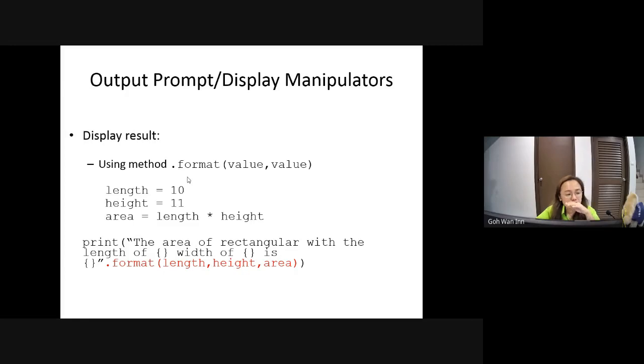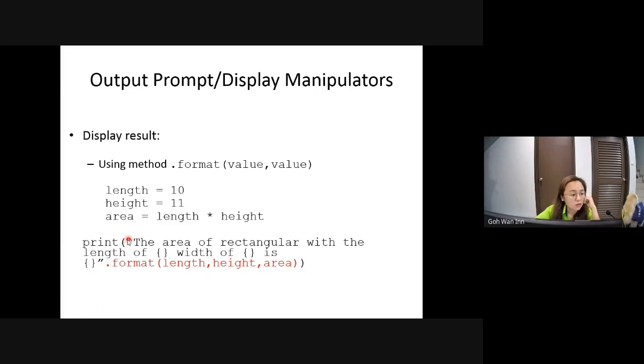Normally if you write the output, print the area of rectangular with the length of 10, width of 11, is the value 110, right? By using the dot format method, you can write the whole sentence in only one opening quotation mark and one closing quotation mark. You don't need to use the long sentence. You get what I mean? Like you can see here, you only have one quotation mark.